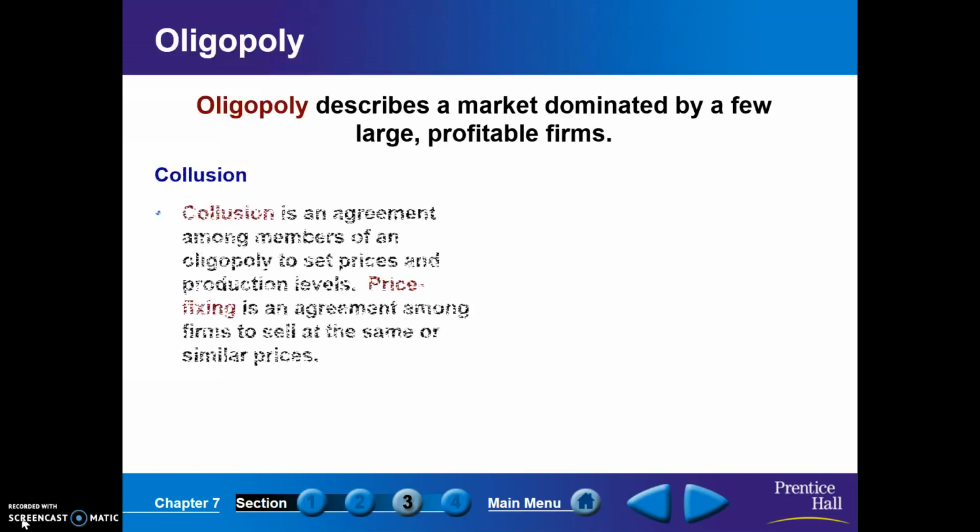All right. So an oligopoly describes a market dominated by a few large profitable firms. Some characteristics of an oligopoly: 3 to 5 companies control 75% of production. There are few or significant barriers to entry. They do have price setting ability. However, this will lead to price wars.